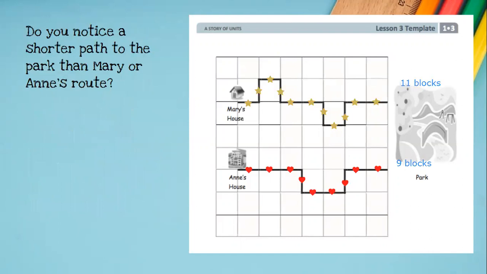So, do you notice a shorter path to the park than Mary or Ann's route? Do you think there would be an easier way for them to go? Think about it. I do think there would be an easier route to go. So we're going to make our own route. I'm going to use an X to mark the route that we are creating. We are going to start at the same block that the rest of the people are taking, and we're going to come up with our own. We know that making all these turns adds a lot of extra blocks. One way is just to go straight there. Let's see how many that would take. Just making a straight path to the park.